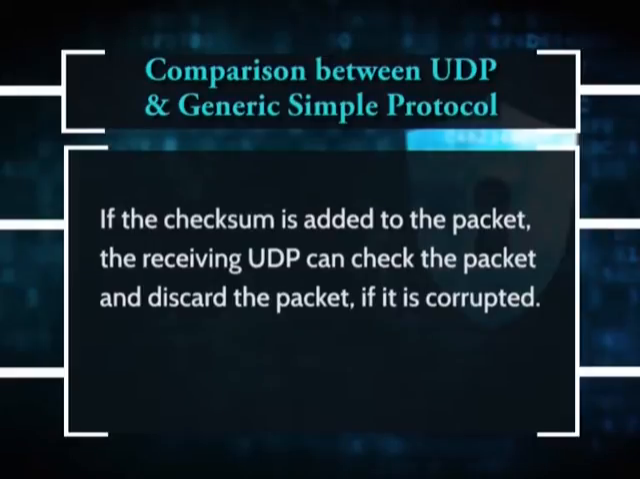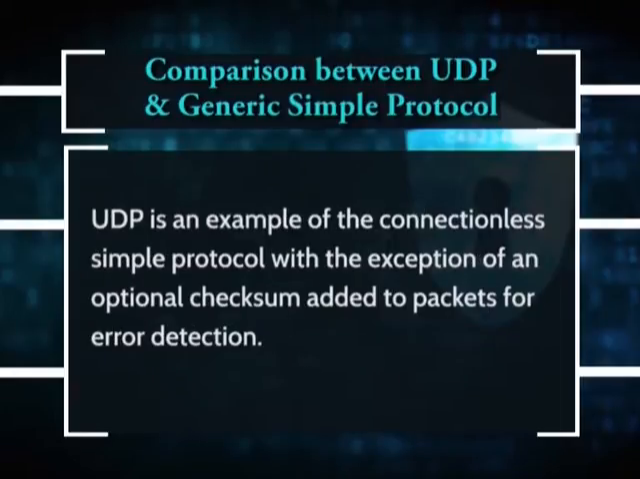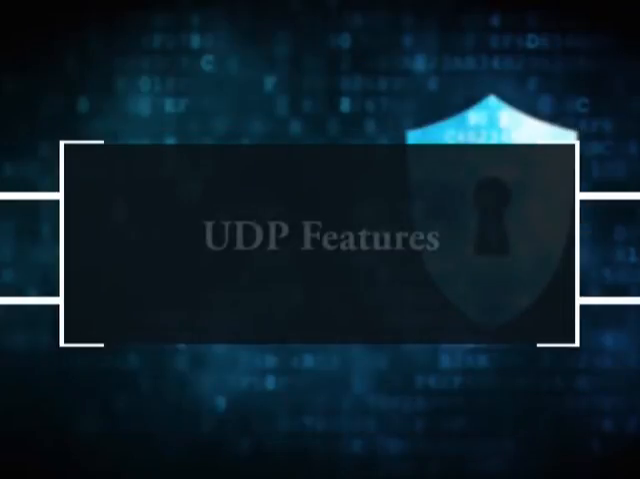If the checksum is added to the packet, the receiving UDP can check the packet and discard the packet if it is corrupted. No feedback, however, is sent to the sender. UDP is an example of the connectionless simple protocol with the exception of an optional checksum added to packets for error detection. Next, UDP features.